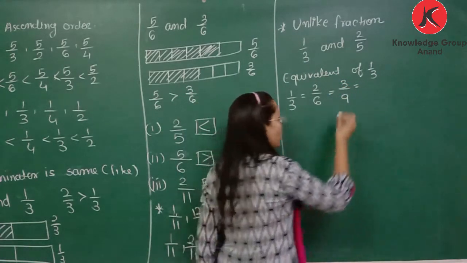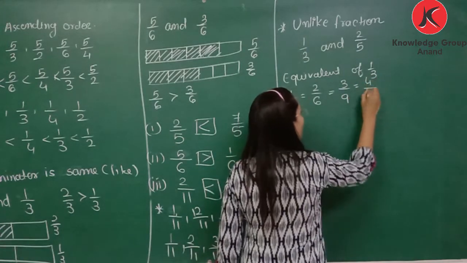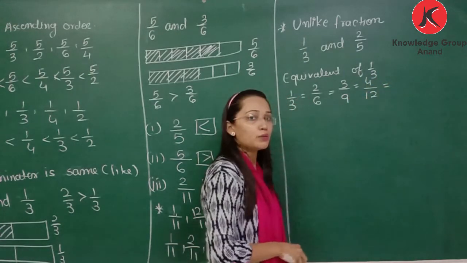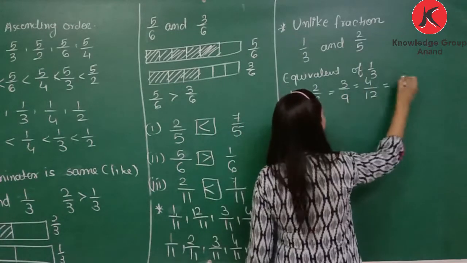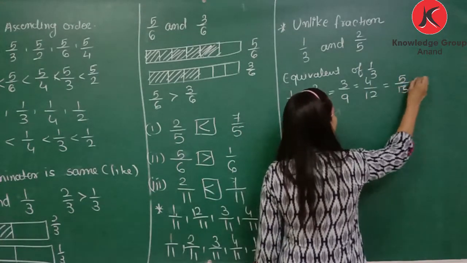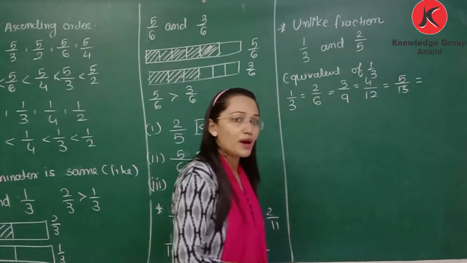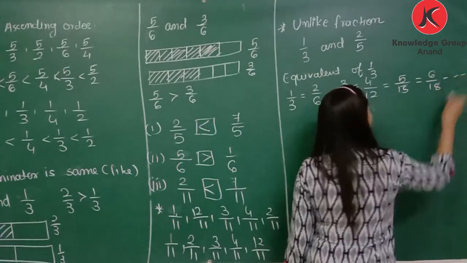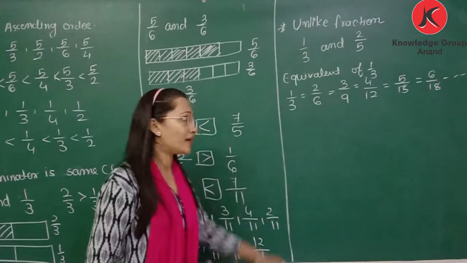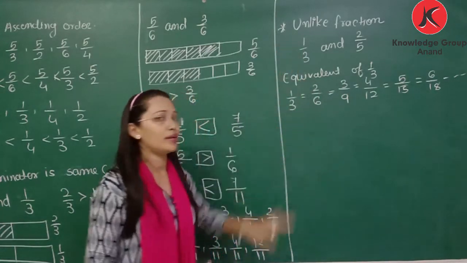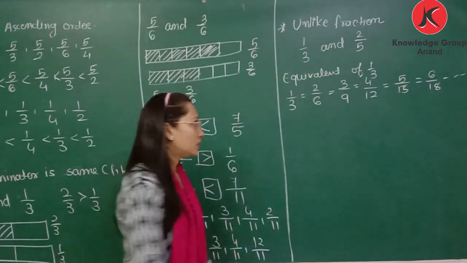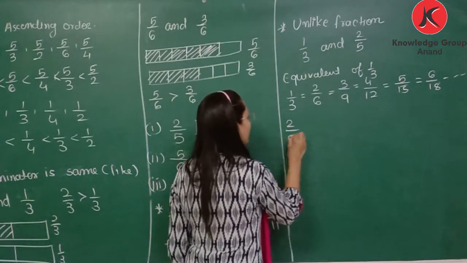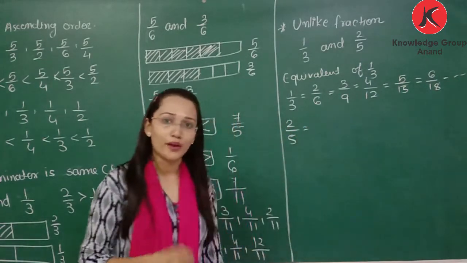After that 4 by 4, so you will get 4 by 12. Then multiply with 5 by 5, so it is 5 by 15. Then multiply with 6 by 6, so you will get 6 by 18. So likewise we get more equivalent fractions by multiplying numerator and denominator with some number. Now let's find the equivalent fractions of 2 by 5.